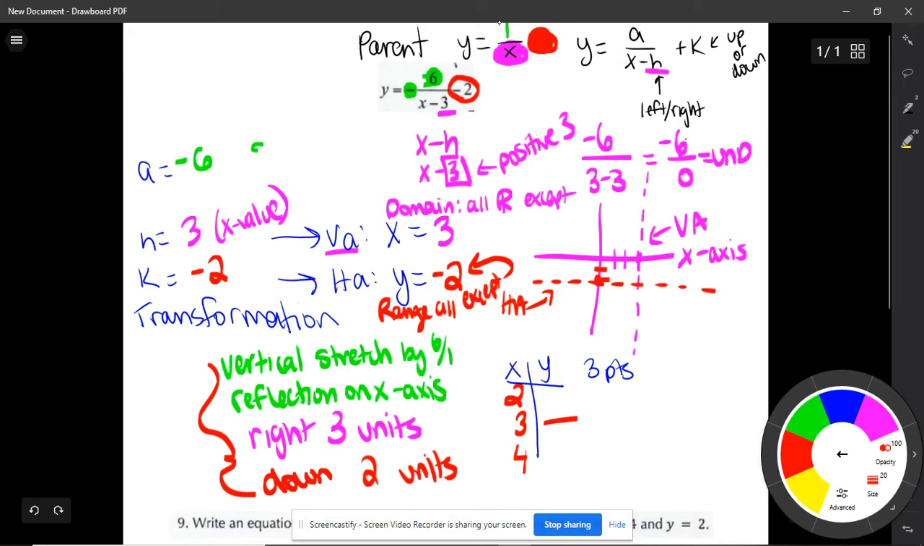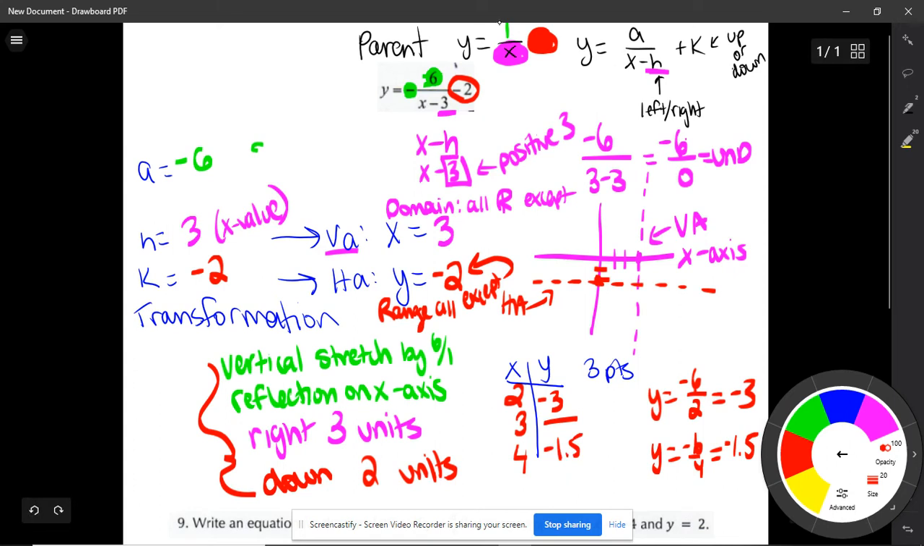When I plug those in, we know that y equals -6 over 2. Well, it's -3. So that's my 1 point. And then let's choose the other point. -6 divided by 4 gives me a fraction of -1.5. So I'm going to graph that as well.